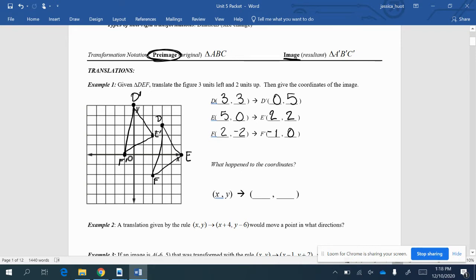So what happened to the coordinates? X, Y, if we look up here, X, 3 became 0, 5 became 2, 2 became negative 1. So all of our X's, if we moved 3 units left, we are subtracting 3 from our X values. 2 units up, so 3 became 5, 0 became 2, negative 2 became 0. So we are taking our Y's and adding 2.